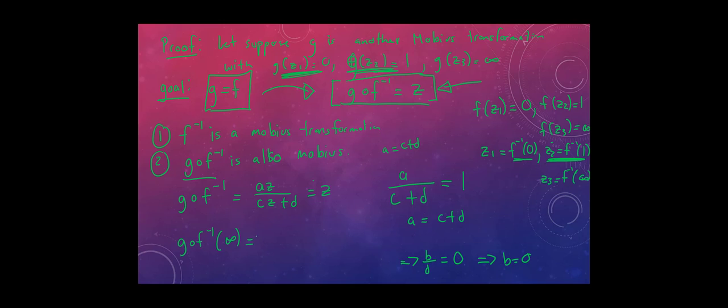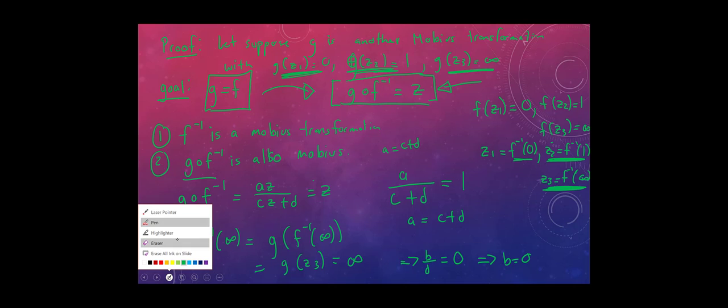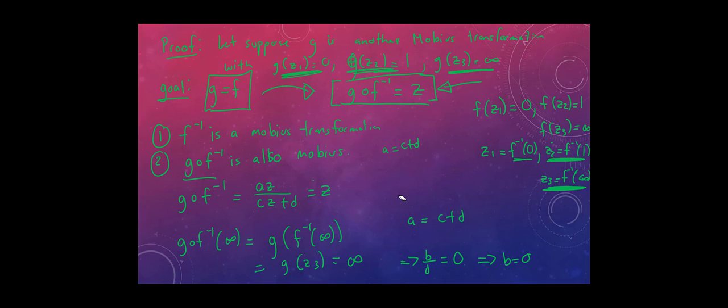Okay, so g composed with f inverse of infinity. This is g of f inverse of infinity. Now, by our assumption here, what is f inverse of infinity? That's z3, so this is g of z3. And what is g of z3? G of z3 is also infinity. On the other hand, if we plug infinity into this expression here, what do we get? We're just going to get a over c.